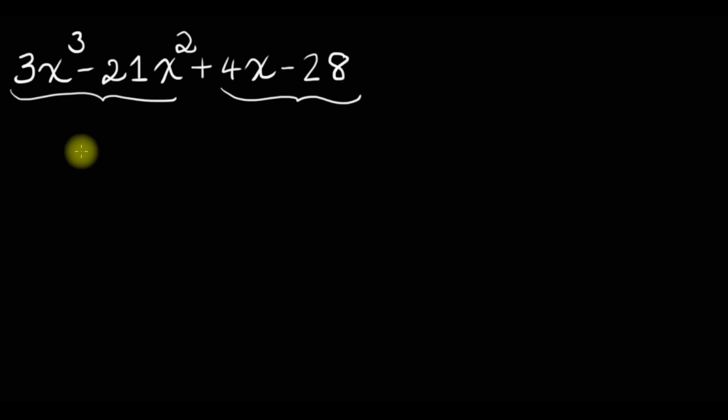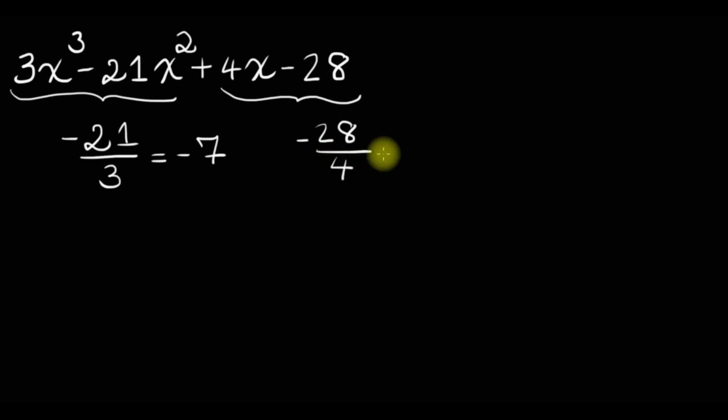All right, so within the expressions, we're going to check their coefficients. So here you've got negative 21 divided by 3, and that's going to come out to negative 7. And then on this side, we have negative 28 divided by 4, so that also comes out to negative 7. Okay, so this is good.